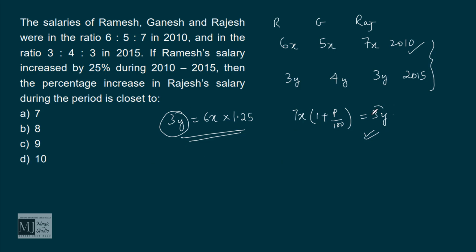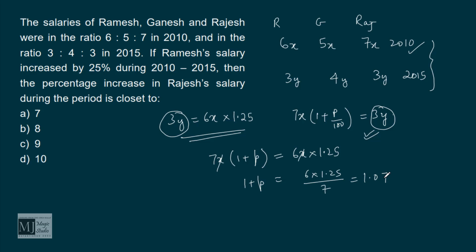I can see here is 3y, here is 3y, so let me equate it. 7x into 1 plus small p, which is equal to capital P by 100, equals 6x into 1.25. So 1 plus small p would be 6 into 1.25 by 7. That would be equal to the calculator value I have already calculated. That should be 1.07. So small p is 0.07. Capital P, the percentage change, is 7%.